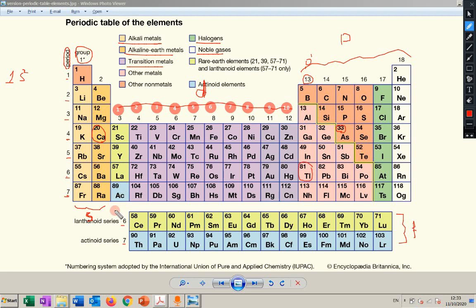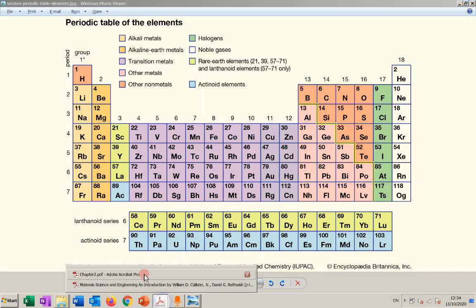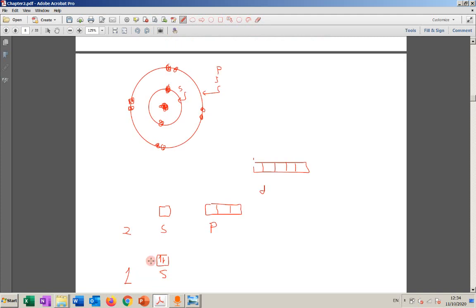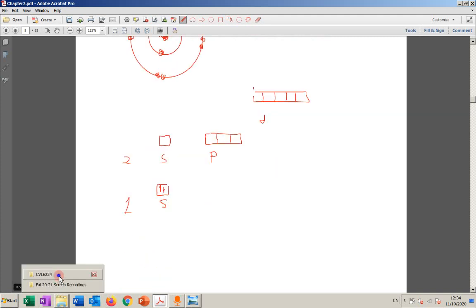Well, before going on, we have valence electrons. Now what do valence electrons mean? Valence electrons are those electrons at the outermost shell of the element. The outermost shell of the element. Now if you remember, let's come to, well, let's show another picture.